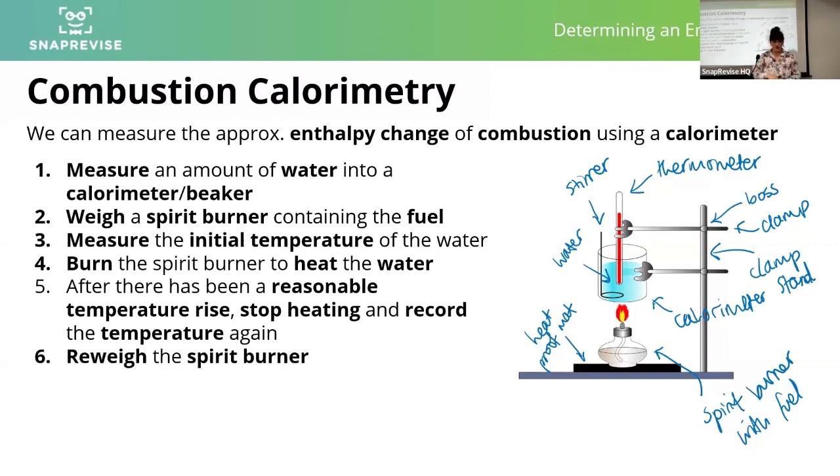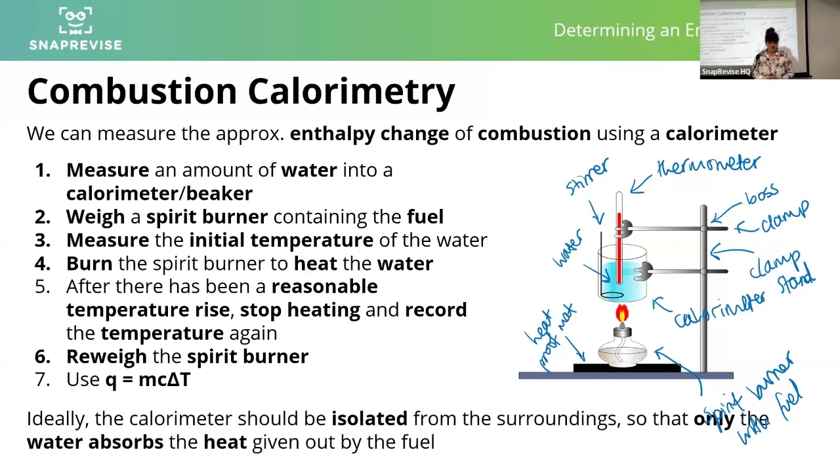And then we need to reweigh the spirit burner. So we need to have, at the end of this, a mass of water, a temperature change, and we need to know the mass of fuel that was burnt during that time. And we can use Q equals mc delta T to work out the heat energy transfer.